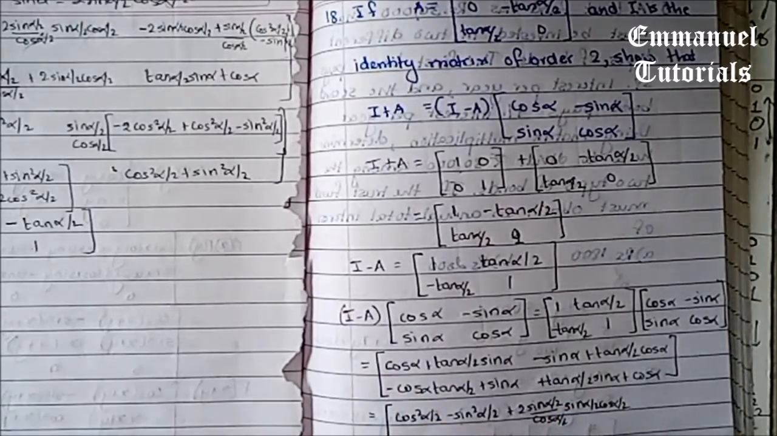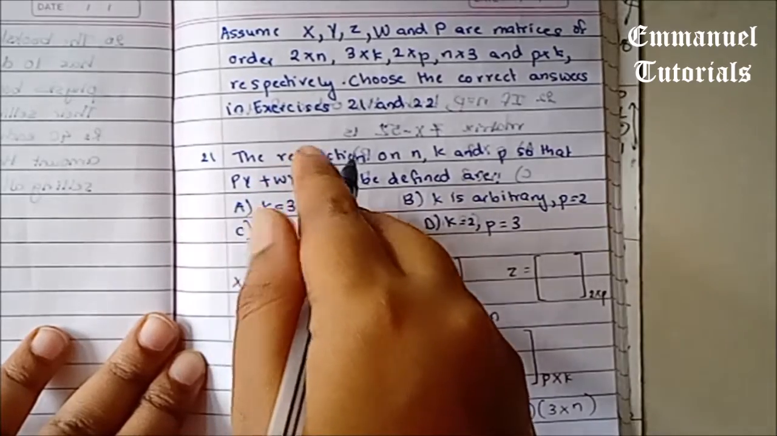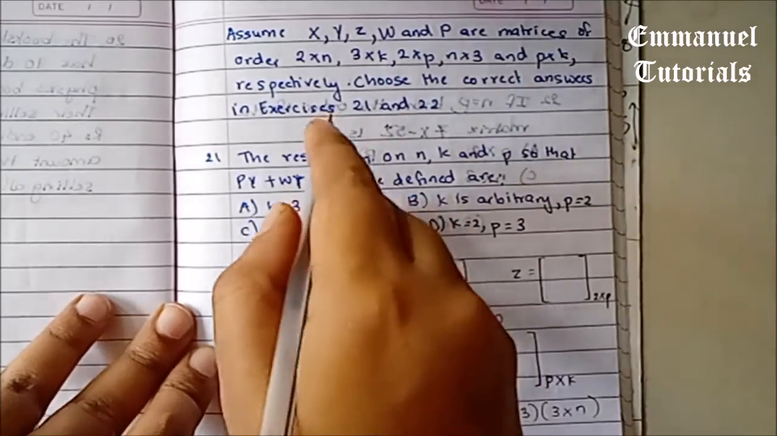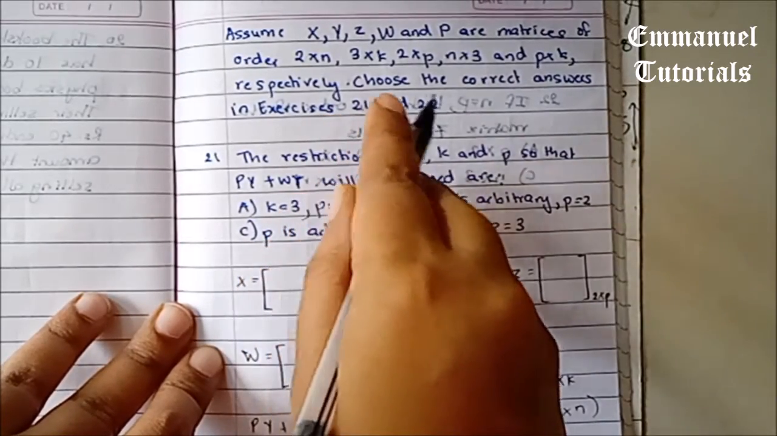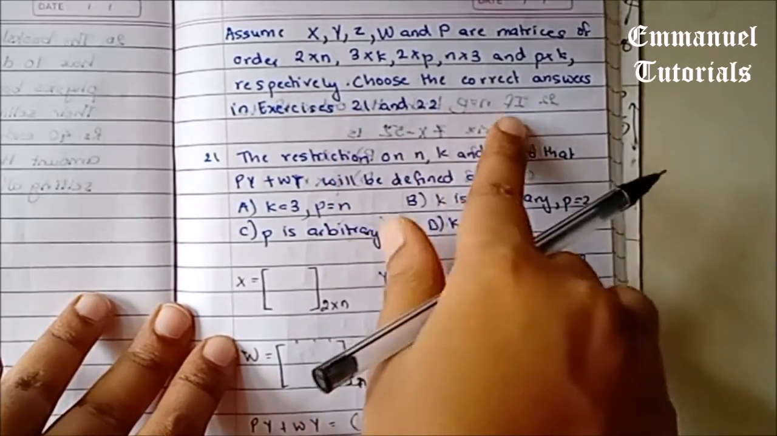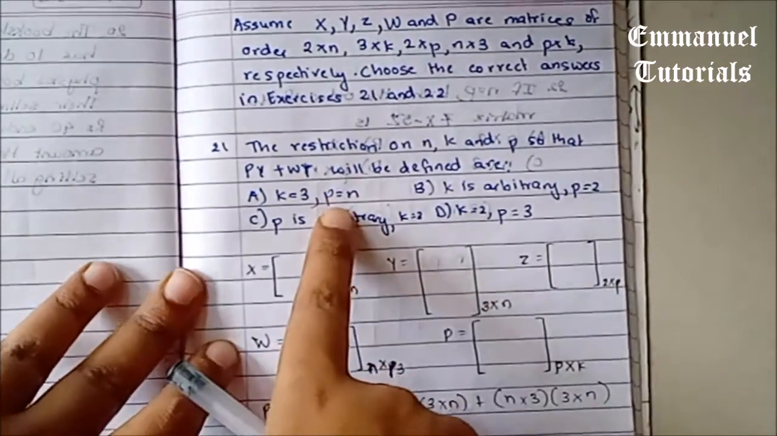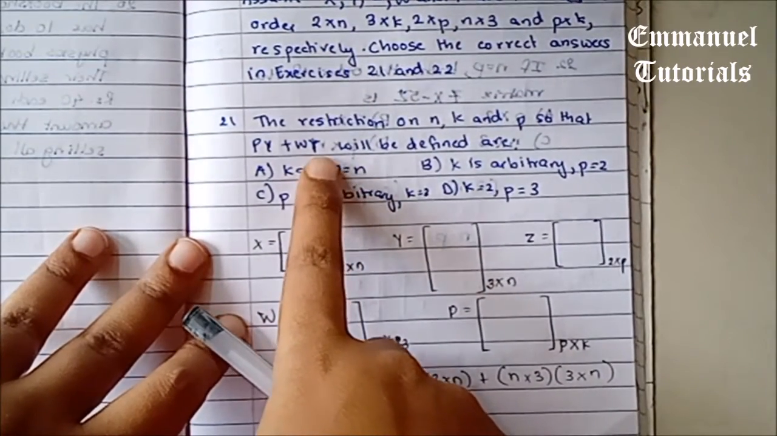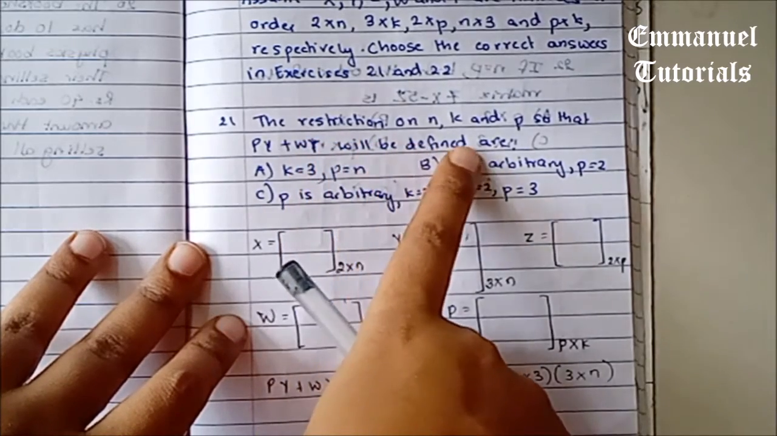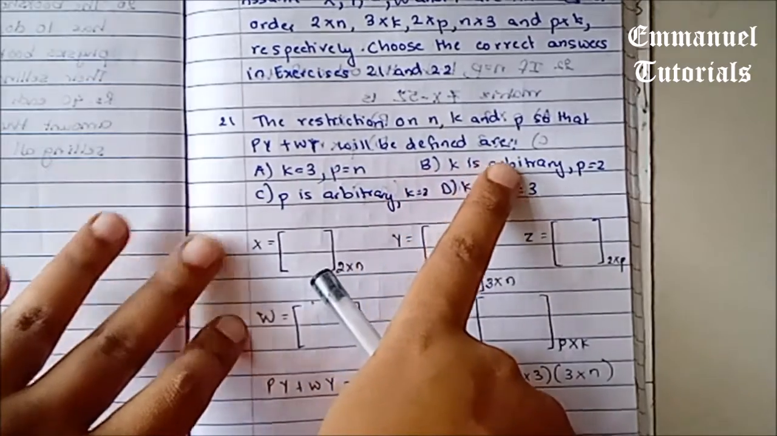Now let's go to the next question. The question is: assume X, Y, Z, W and P are matrices of order 2 cross n, 3 cross k, 2 cross p, n cross 3 and p cross k respectively. Choose the correct answers in exercises 21 and 22. For question 21, the sub-question that they have asked is: the restrictions on n, k and p so that PY plus WY will be defined are.